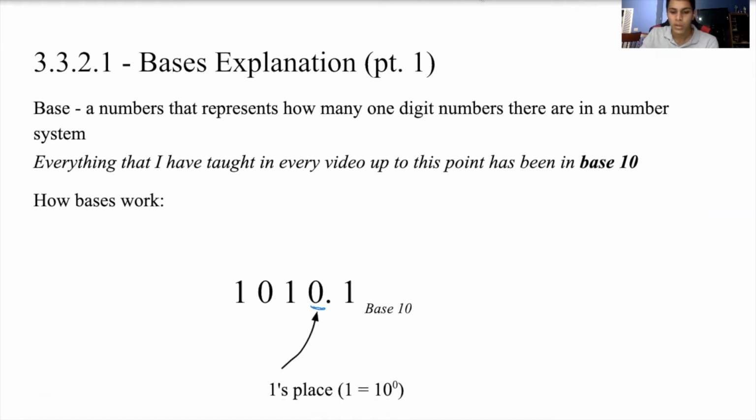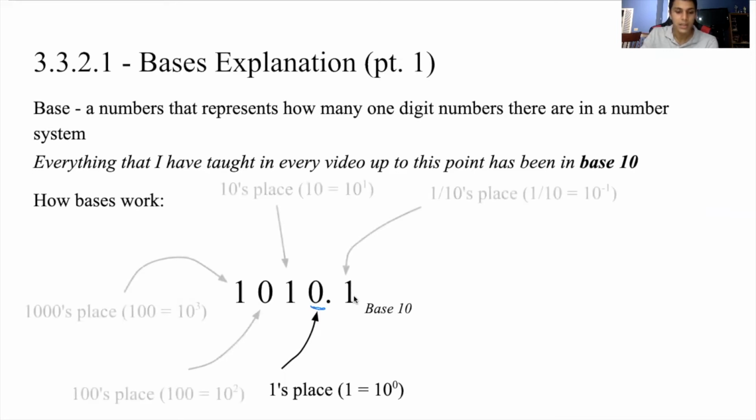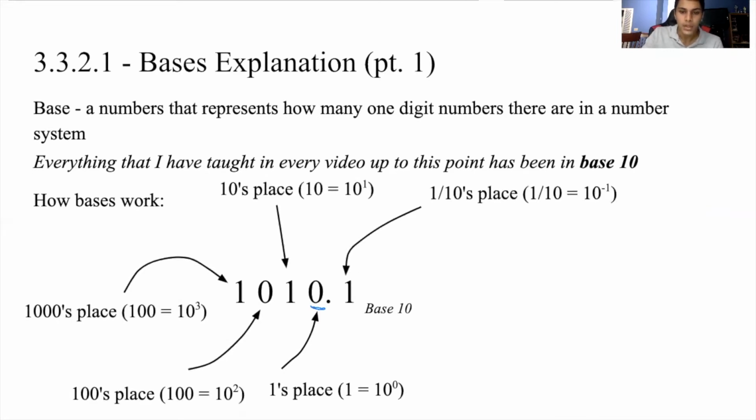Now, if we label all the other place values in base 10, they're the tens place, the 100s place, the 1000s place, and the tenths place, right? So if I label those all, now we have the labels for all of them. So basically what this number represents is you have 1000, because there's a 1 in the 1000s place. And then you don't have any 100s because there's a 0 in the 100s place. Then plus, you have 10, so 1 times 10.